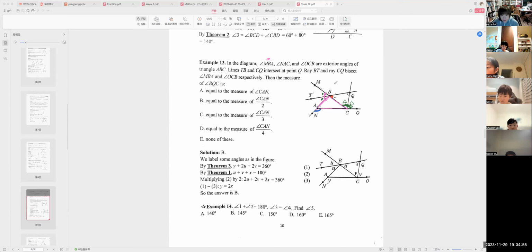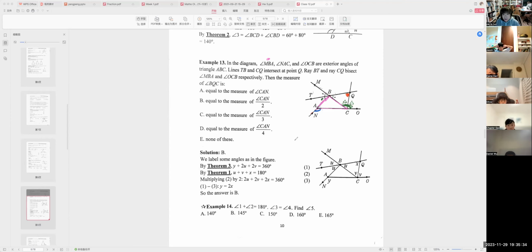Okay, if you've done this one, we're starting to do that, okay? So let's take a look at this one. They're not asking you exactly what is the measurement of BQC because it's impossible, correct, Elaine? Because BQC is here. It's impossible for us to find out because there's not enough information. There's no measurement at all being told, right? So we only know the relationship is equal to the measurement of angle CAN.